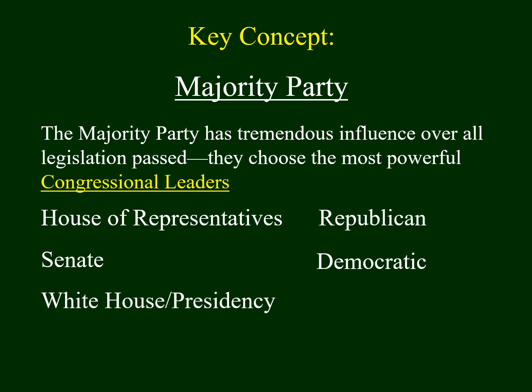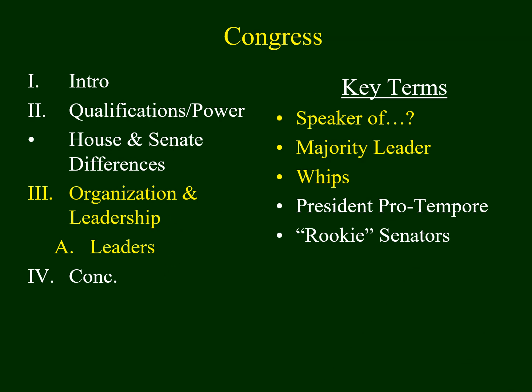For the first 2 years of the Biden administration, Democrats controlled the House, the Senate, and the White House. That's why they were able to pass a lot of stuff through Congress. But it's going to be more difficult now, and Democrats and Republicans are going to have to work together in order to accomplish a lot of their goals. So let's explore some of those leadership positions and some of the leaders themselves.